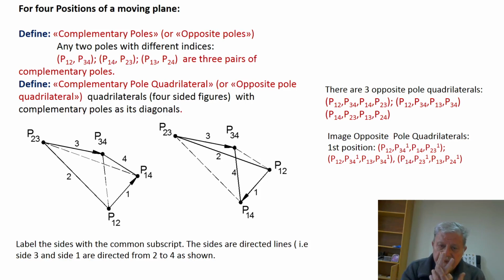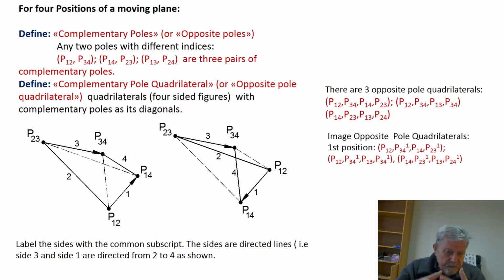So we have 3 pairs of complementary poles. From these complementary poles, we can form three different opposite pole quadrilaterals. These are three different opposite pole quadrilaterals: P12, P34, P14, P23; P12, P34, P13, P24; P14, P23, P13, P24.